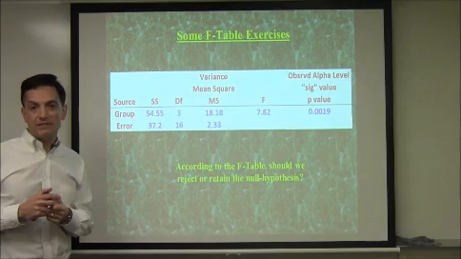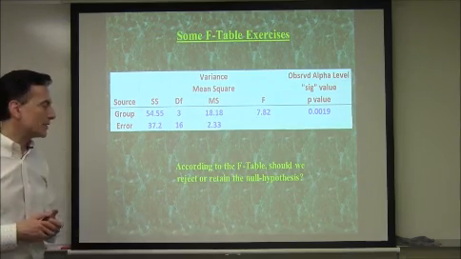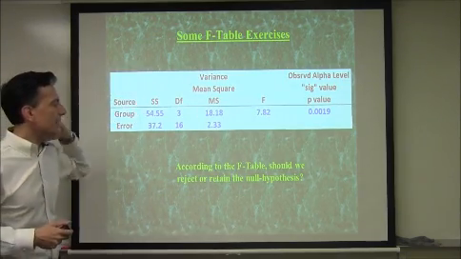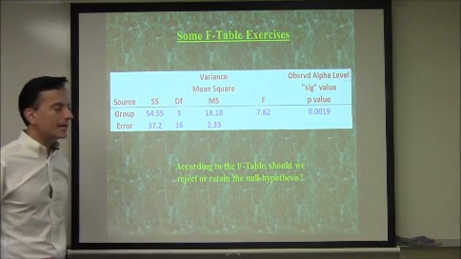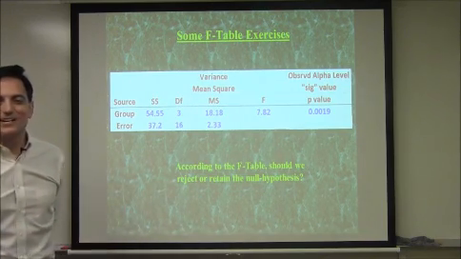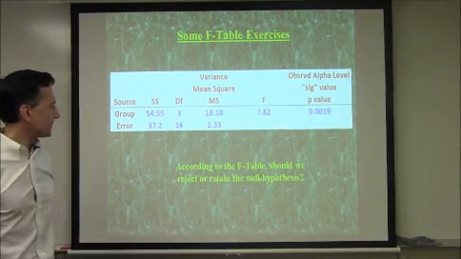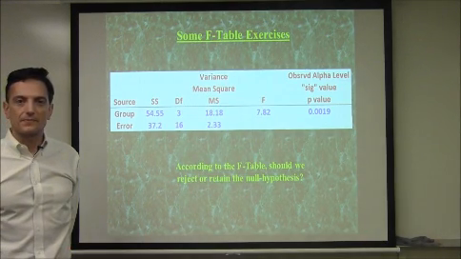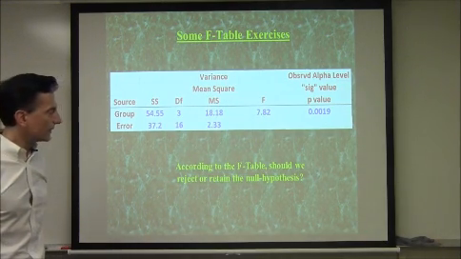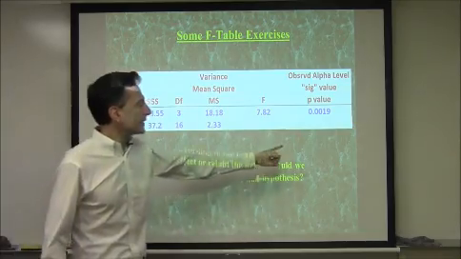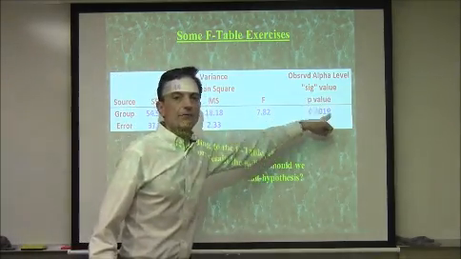We have a total of 7 of these, and this is the second of 7 questions about this F-table. According to the F-table, should we reject or retain the null hypothesis? We'll let you think that through. Okay, hopefully you are inclined to reject the null hypothesis, and the reason is right over here.